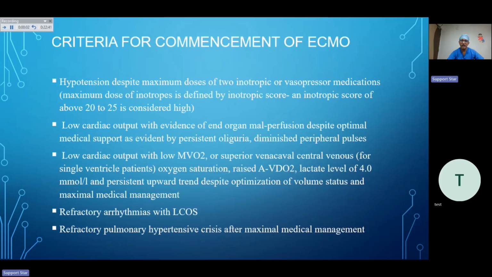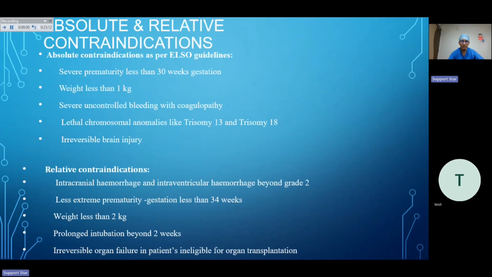So what are the objective criteria? Hypotension despite an inotropic score of more than 20 to 25, with double or triple inotropic support, then low cardiac output causing malperfusion of tissues with persistent oliguria, diminished peripheral pulses, low mixed venous saturation, raised AVDO2 cap, raised PCO2 cap, lactate of more than 4 and persistently rising beyond that, not responding. And we already spoke about the rest of the things.